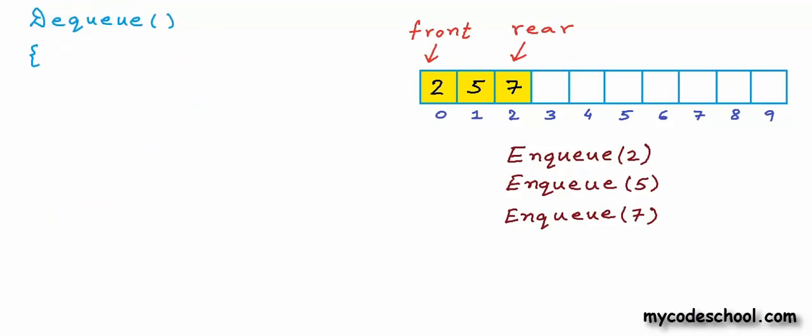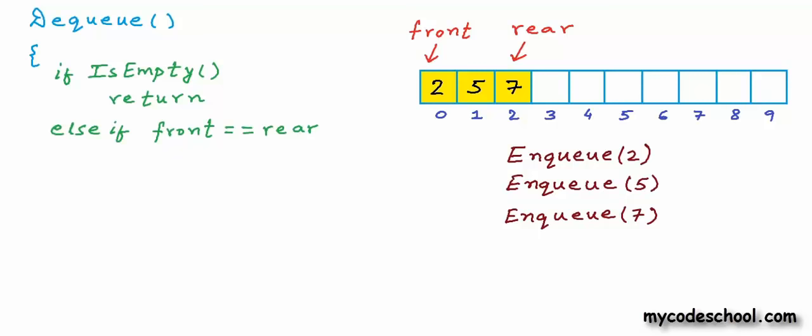There will be a couple of cases in dequeue. If the queue is already empty, we cannot remove an element. In this case, we can simply print or throw an error and return or exit. There will be one more special case. If the queue has only one element, in this case, front and rear will not be -1, but they will both be equal, because we are already checking for -1 case in isEmpty function in the previous if. In this else if, we can simply check whether front is equal to rear or not.